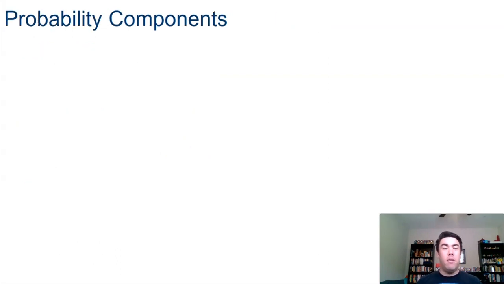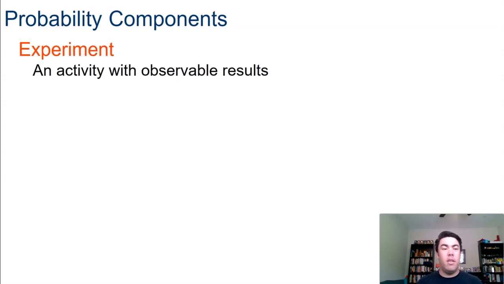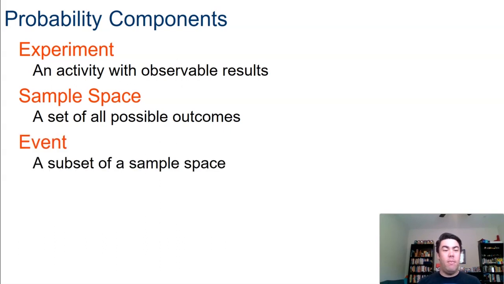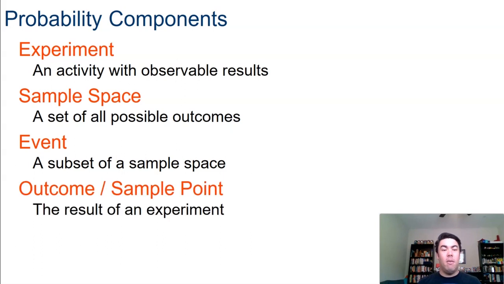There are different components to probability. So we have the experiment, an activity with observable results. A sample space, which is a set of all possible outcomes. An event, which is a subset of a sample space. The outcome or sample point, which is the result of an experiment.